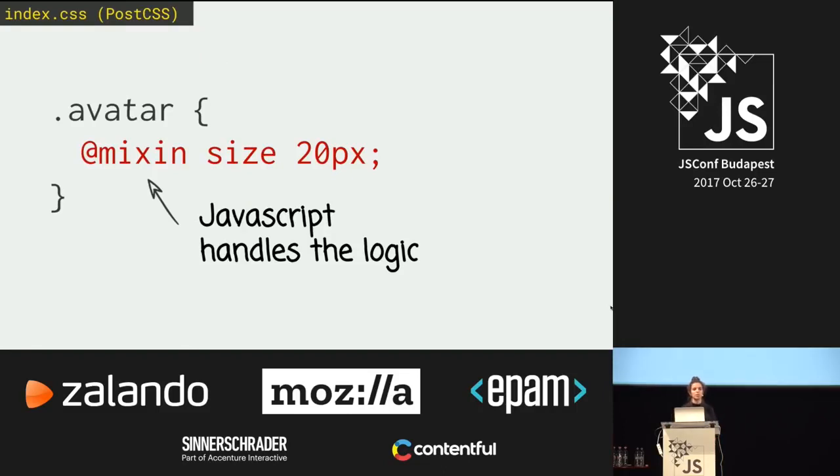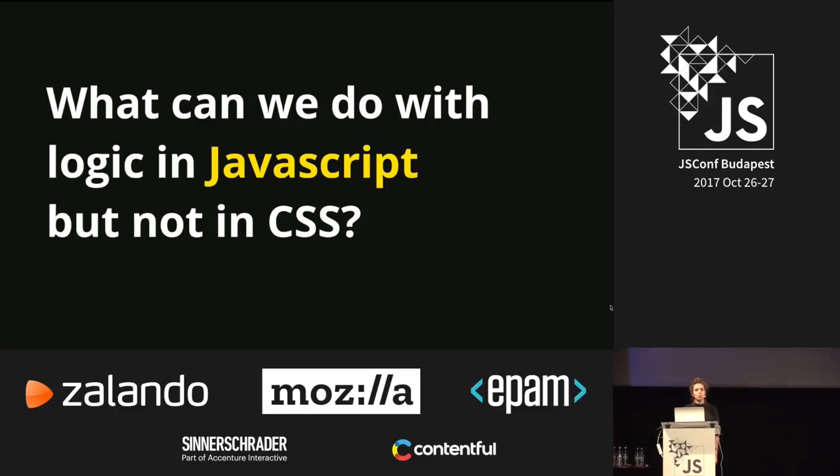It's a global mixin, so you don't even need to import the mixin. And all the logic behind that mixin is handled by JavaScript. How cool is that? This is something new. Now, what can you do with logic that you can't in CSS? What happens to logic in JavaScript?